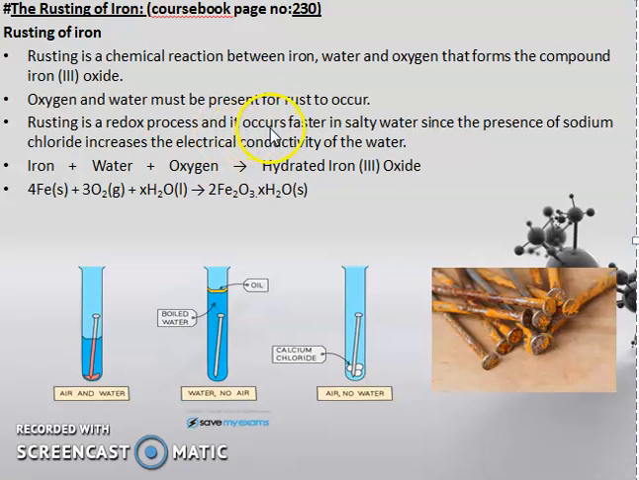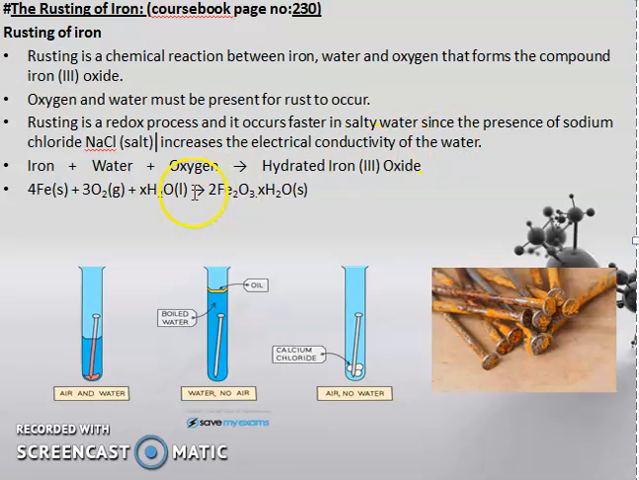Okay, and it occurs faster in salt water since the presence of sodium chloride increases the electrical conductivity of the water. So what is sodium chloride? It is NaCl. What is NaCl? That is salt. So it helps to increase the electrical conductivity of the water.